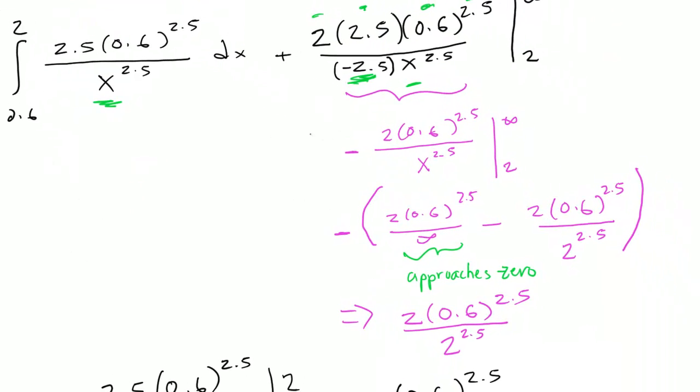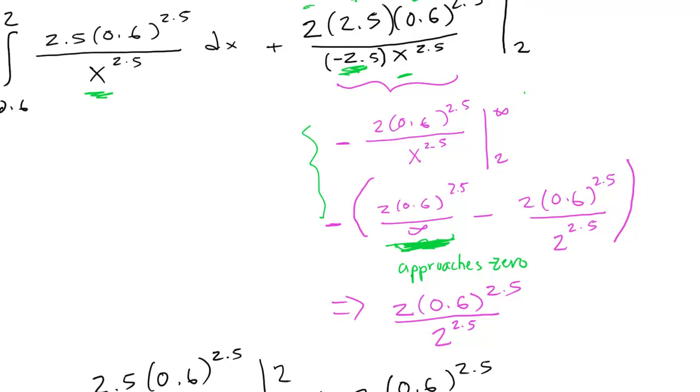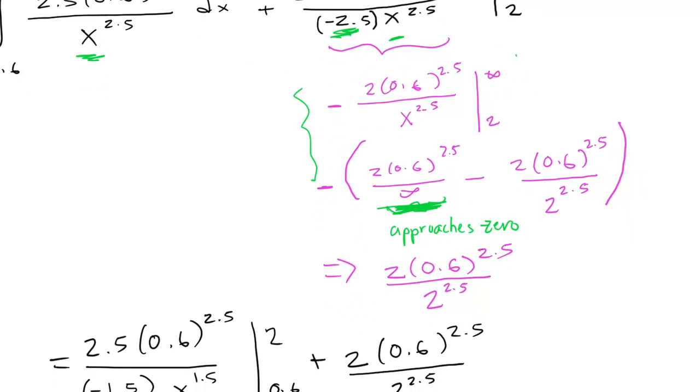And then you can integrate this really quickly. It's just going to be evaluated from 2 to infinity. Plug in 2 and plug in infinity. When you divide anything by infinity, this value approaches 0, so we just end up with 2 times 0.6 to the 2.5 divided by 2 to the 2.5. And it's going to be a positive value because we're going to distribute this negative over.